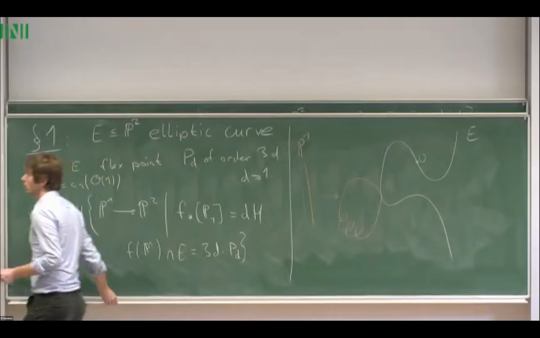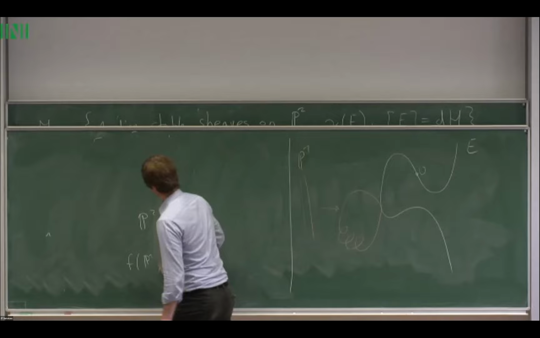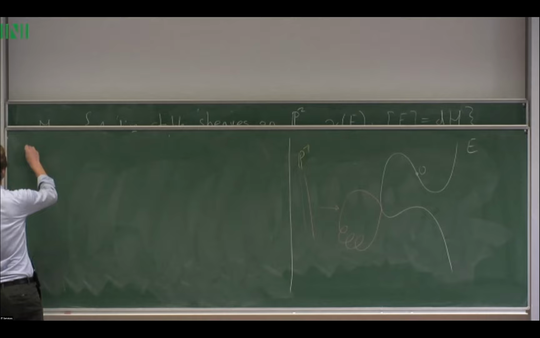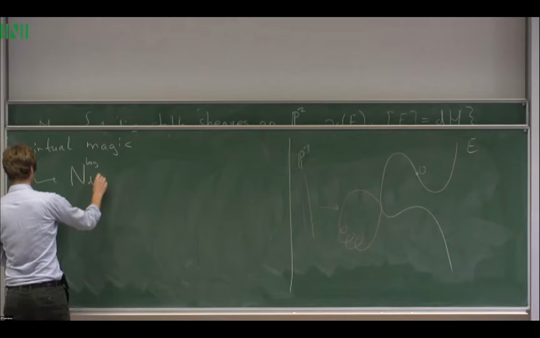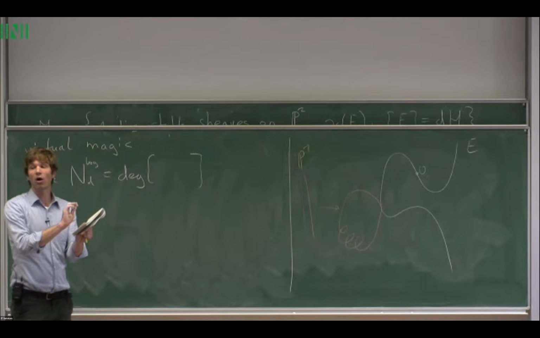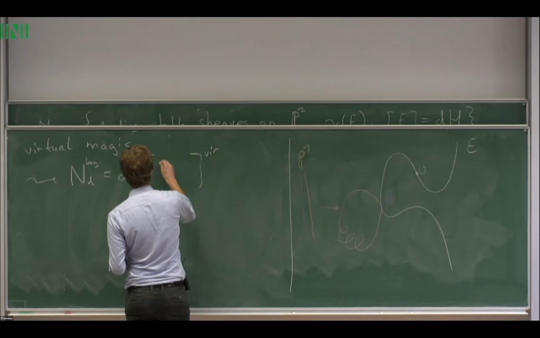And there's some magic, which is called virtual intersection theory, that extracts some invariants out of this. So virtual magic leads to an invariant. Virtual magic tells you how, out of each of those components, to extract a cycle of degree 0, a zero cycle. I think I just explained why I'm giving a talk at a workshop on algebraic cycles. So this is a zero cycle.